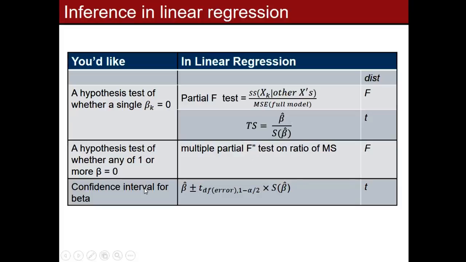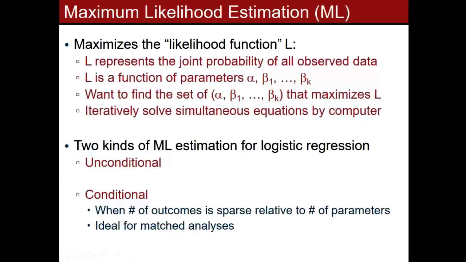And then we did this confidence interval for the betas, which was beta hat plus or minus a t-distribution parameter times the standard error of beta hat. This is going to be very, very similar in logistic regression. So we did all this before, and now there's a logistic regression version of it all. And it all hinges on this thing called maximum likelihood estimation.